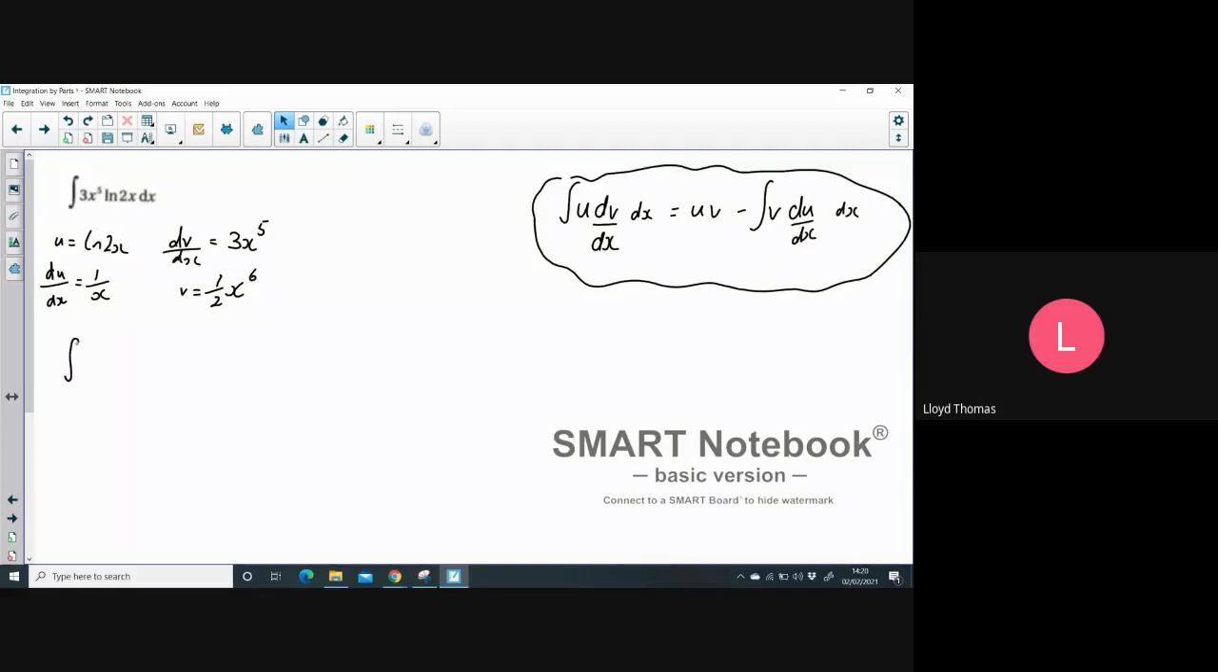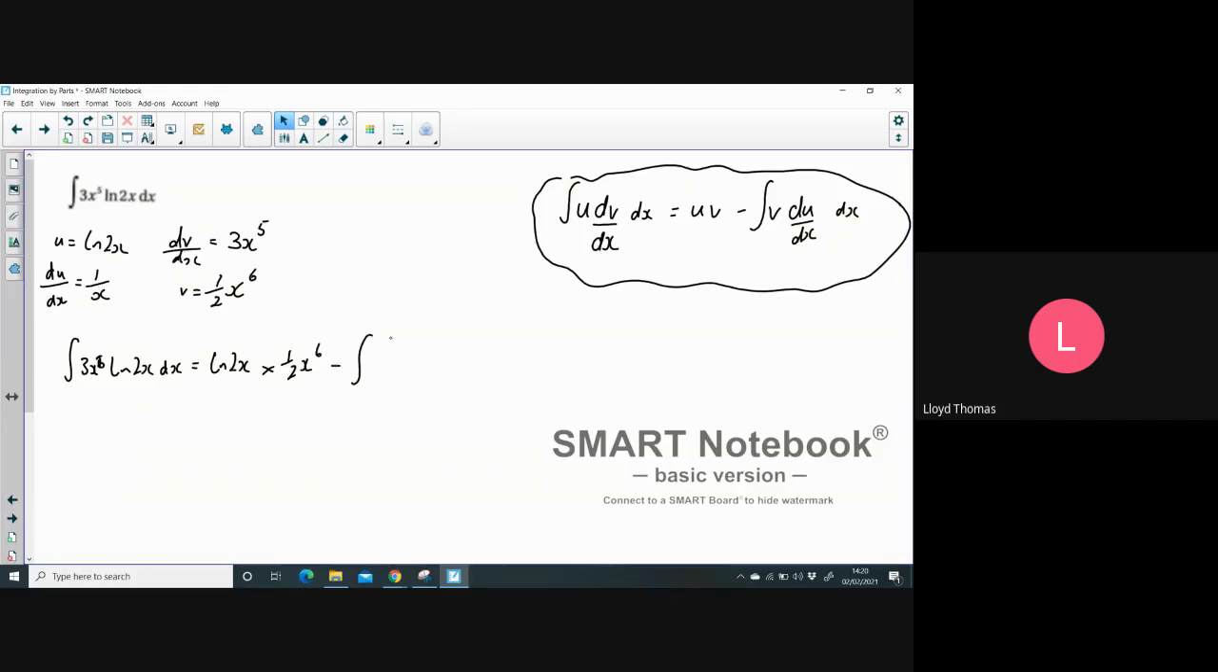Okay, now we're going to sub all of them into this formula here. So it's u dv by dx. So that was 3x to the power of 5 ln of 2x dx is equal to uv. So it's ln of 2x times v, which is a half x to the power of 6.